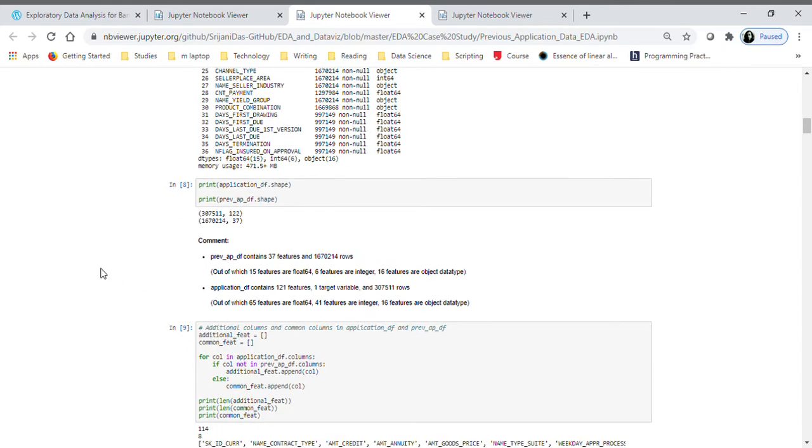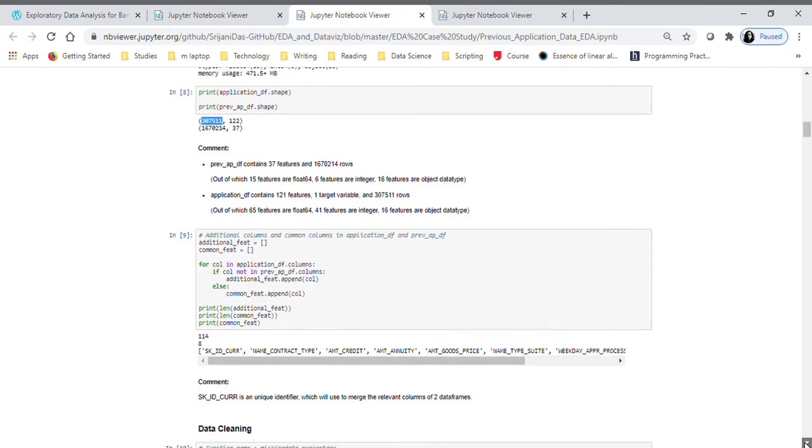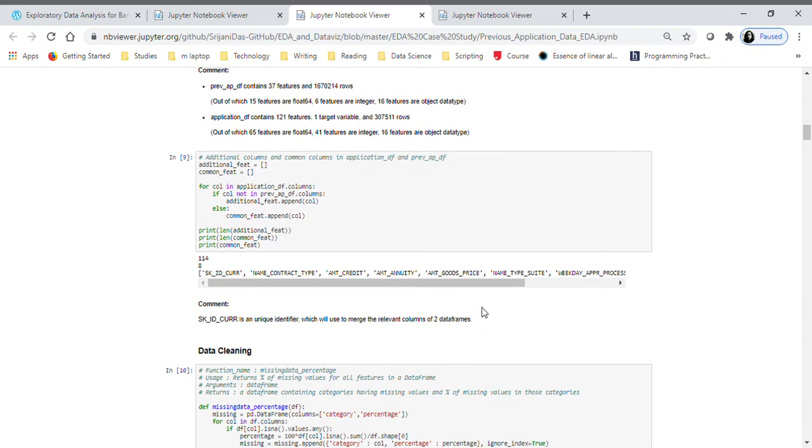So the next thing that I did, I checked the shapes. As we all know, we have 122 columns in the current application, and there are 37 columns in the previous application. And you can also see that there are so many entries in the previous application, and the number of entries is comparatively less in the current application. We also identified that there are actually 8 features which are common in the current and previous application data frames.